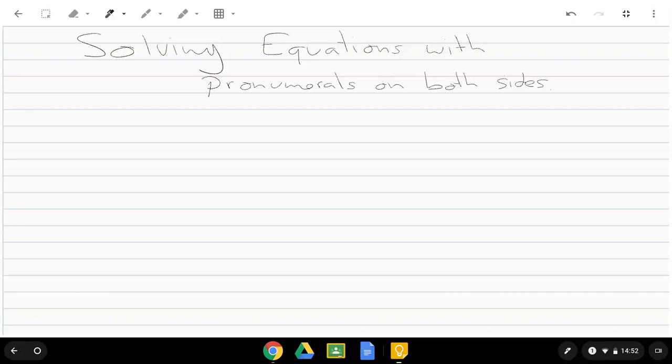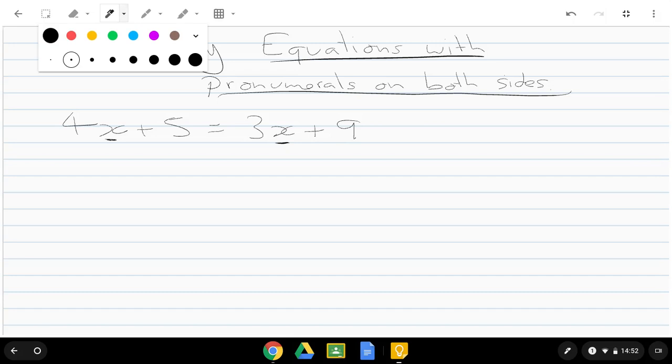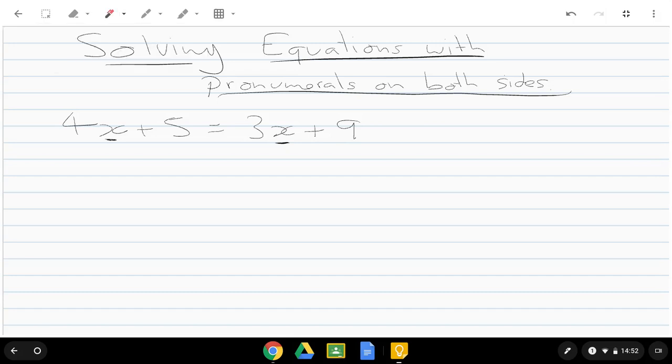In this video, we're going to look at solving equations where we have the pronumerals on both sides. So an example of that equation would be 4x plus 5 equals 3x plus 9. So the idea is that we have to have the x's, the pronumerals, both on the one side. So we need to get the numbers on one side and the terms with pronumerals on the other side.